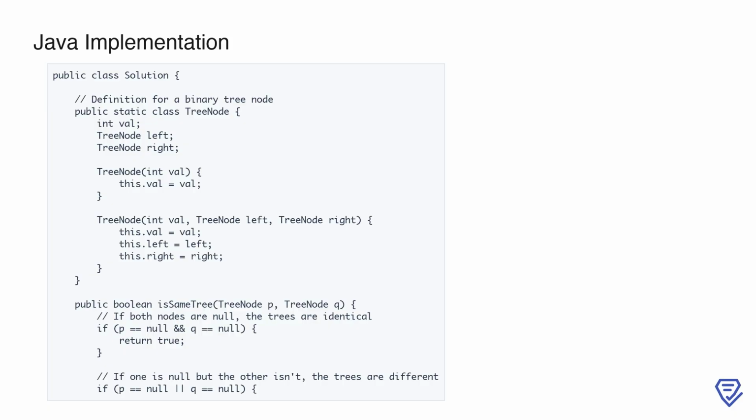Next, we move to the method isSameTree, which determines if two binary trees, represented by their root nodes p and q, are identical. The first check in this method looks at whether both nodes are null. If they are, it means we've reached the end of a branch in both trees simultaneously, which indicates that this part of the trees is identical, so we return true. The next check handles the case where one node is null but the other isn't. This would mean the trees have a structural mismatch at this point, so we return false.